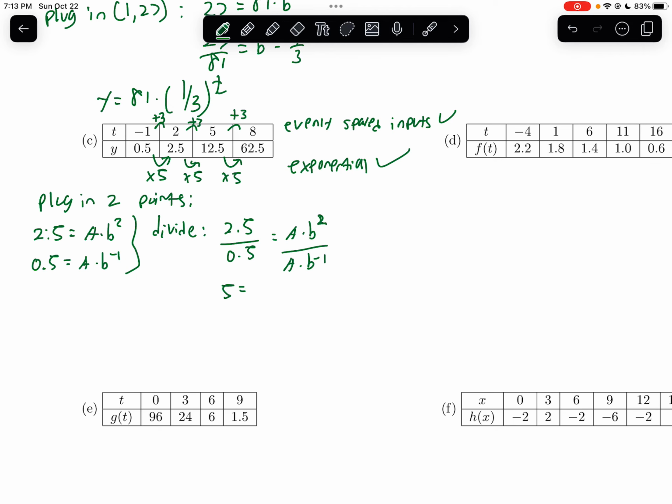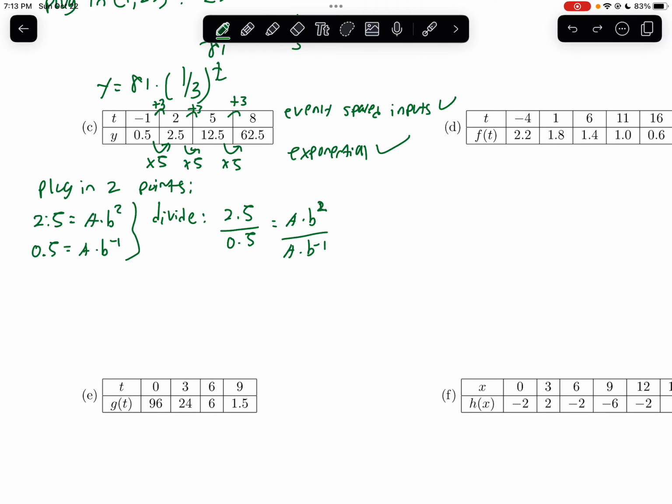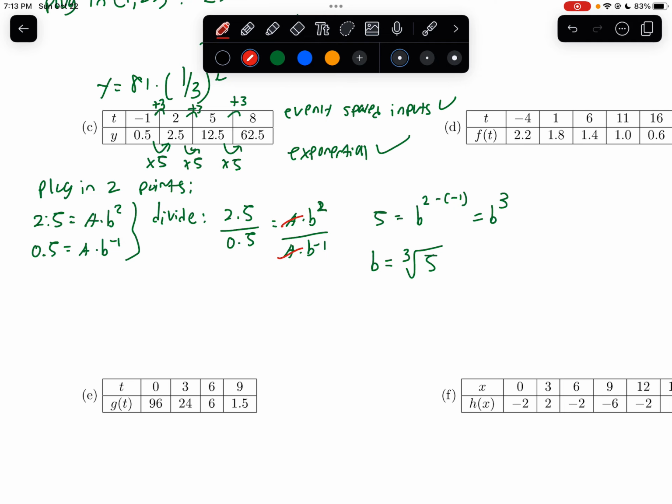So you have 5 equals, right, 5 equals b to the 2 minus -1. That's b cubed. So b is the cube root of 5. So, right, because when you divide these equations, a's cancel out, and then you're dividing the common base, so you subtract the exponents, and then you get cubed. You take the cube root of both sides, and you get the cube root of 5.